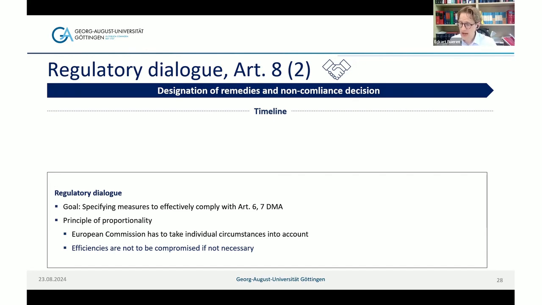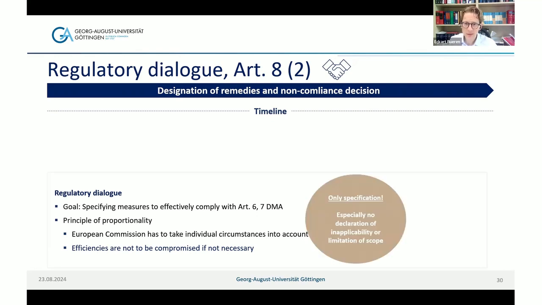At the same time, we again have some limitations because it's only about specification. It's only about specification of a certain obligation that the gatekeeper has to respect. It is not possible to declare a certain obligation inapplicable, and it's not possible to limit the scope of a certain obligation. Nevertheless, as I said, in an individual case, the circumstances of the case at hand can come into play insofar as we can have the least intrusive way of respecting a certain obligation.